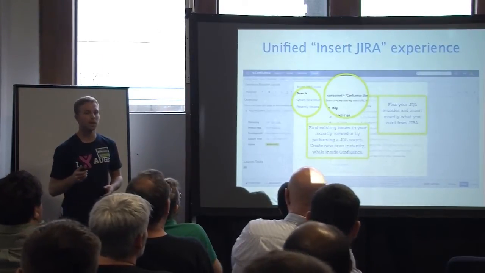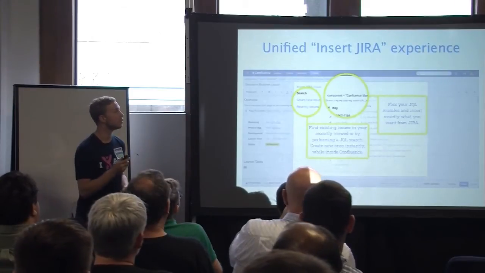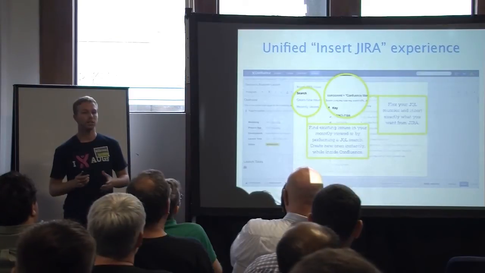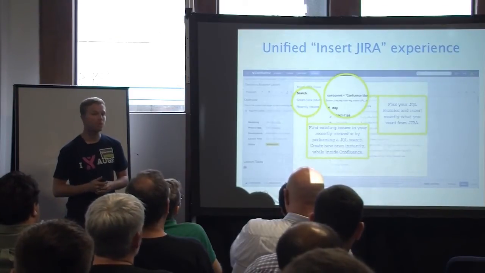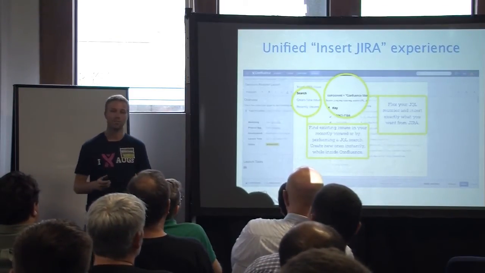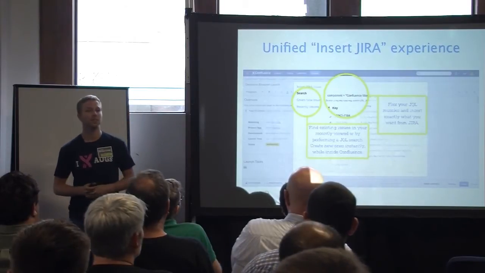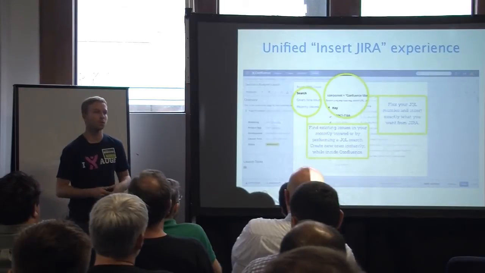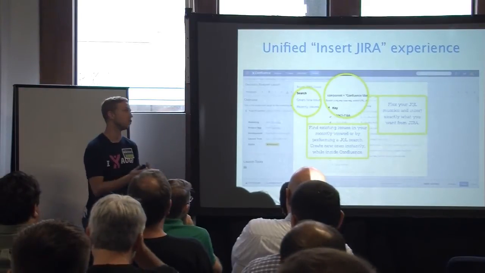One thing we tried to fix in our latest release is unifying the insert JIRA experience. I don't know how many of you are inserting JIRA issues into a Confluence page, but there were two ways to do it historically, and now we've made only one way. You could go to the insert menu and select JIRA. That was one way. The other was the JIRA issue macro. They're actually different, so we've unified those.